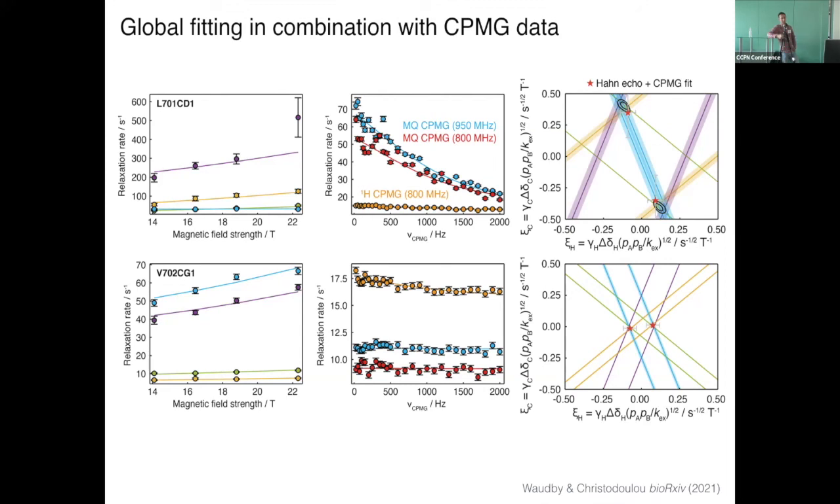But we can combine these together, and the red asterisks in the right-hand panel show the combined fit once you combine the Hahn echo together with the CPMG data. So we can analyze these jointly, and this provides you the best of both worlds. It gives us information on the timescale, but it also improves the accuracy and the robustness of our CPMG analysis. And it increases substantially the sensitivity to proton chemical shift changes.